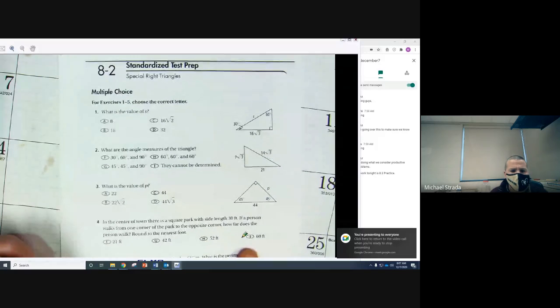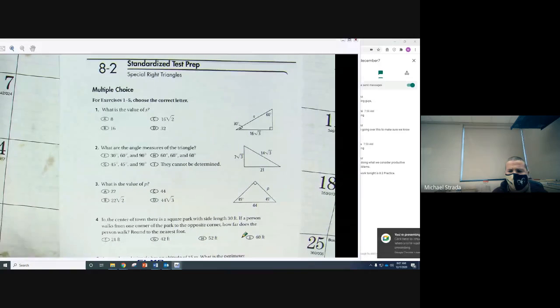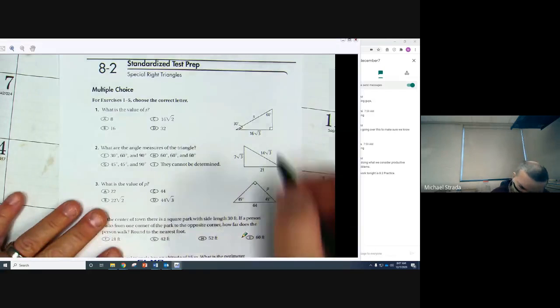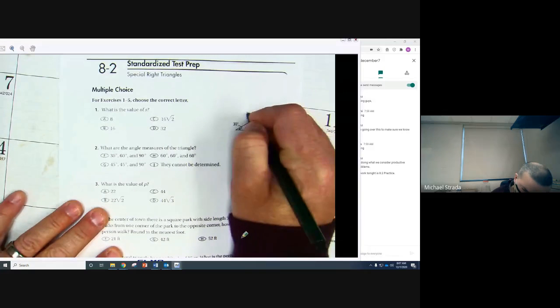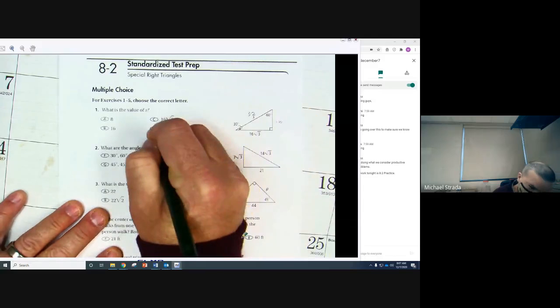So if we're looking at number one, what is the value of S? Everybody good with, let's see, this being 16, which would make that 32. So it would be D as in delicious.